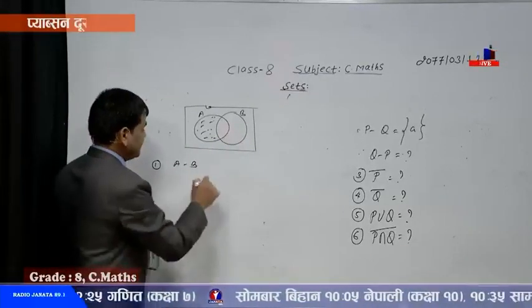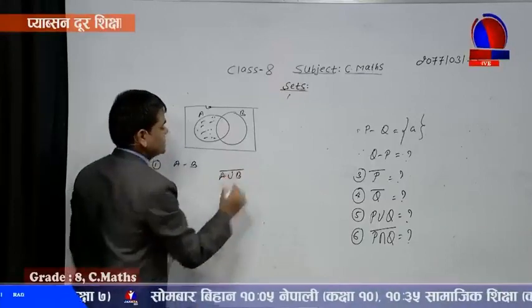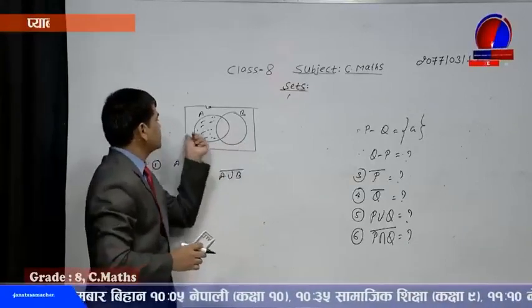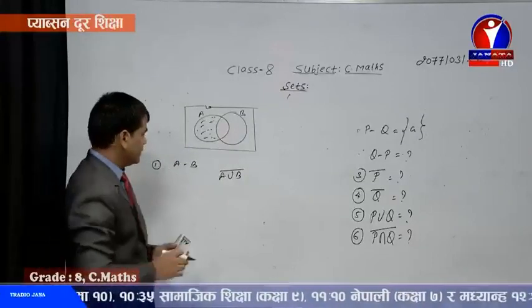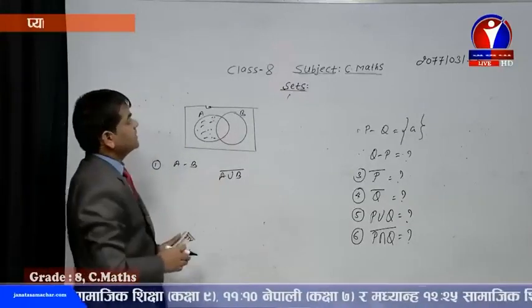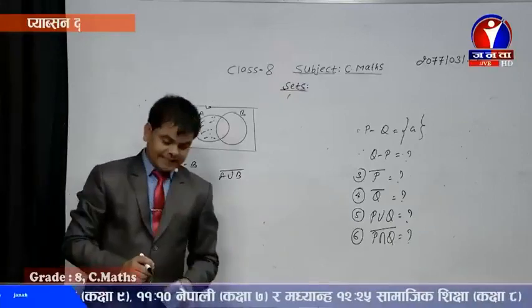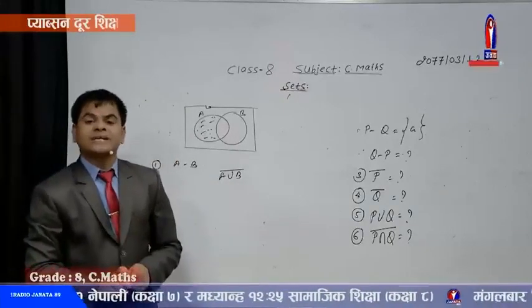Complement, that means A union B complement. If the question says to shade, then this area, the outer side of the circle, outside of the circle but inside of the rectangle. So in this way, you can shade, and one question especially in the examination will be given in order to shade.